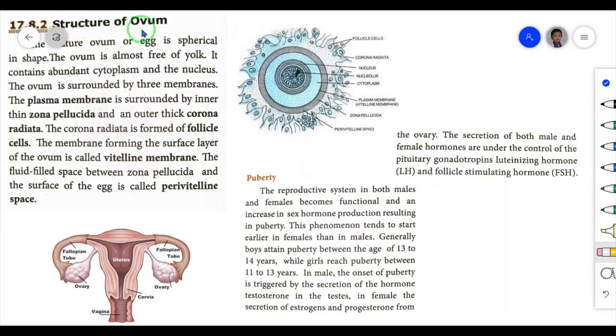Structure of ovum. Here, this is the female reproductive organ. The female reproductive organ is known as the ovary. This ovary produces the ovum or ova.